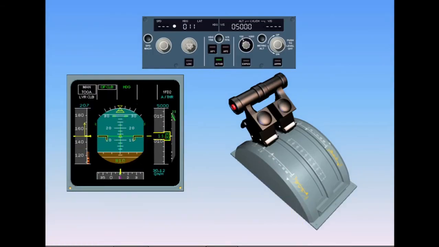On crossing the thrust reduction altitude, the pilot must manually set the thrust levers to the climb detent. A flashing LVR CLB on the FMA prompts the pilot to set the thrust levers. Set climb thrust now.